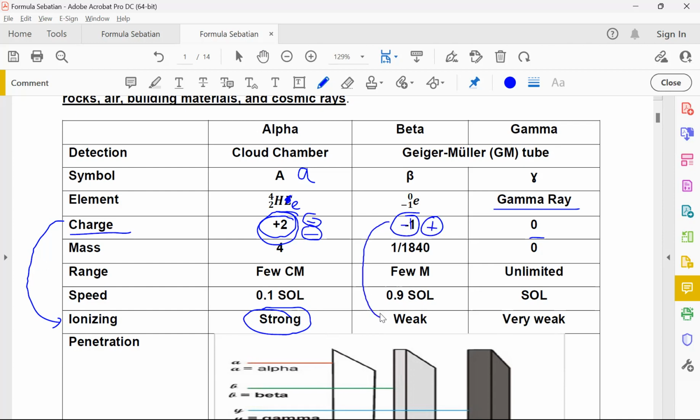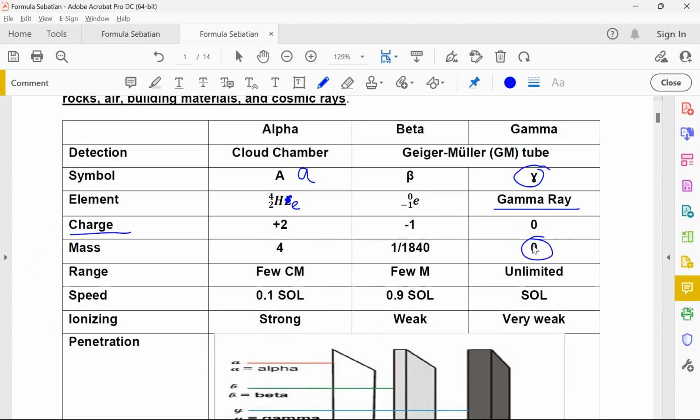So because of that, it is relatively weak, and gamma has no charges, so it has no ionizing power. Okay, and then of course, in terms of the mass, you don't need to remember these numbers. You just need to remember that alpha is like that fat kid. It is the heaviest. Beta is much lighter, right? And gamma, because it is a photon, has no mass. You need to remember this is the heaviest and this is the lighter one, which you'll be tested on later.